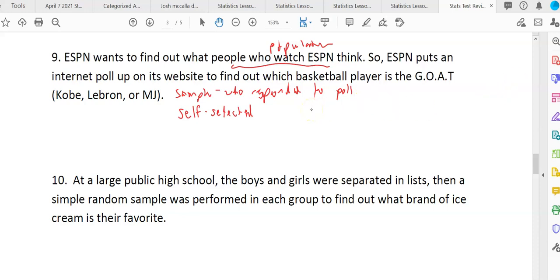Is it random? No, not random. Is there bias? Only people with strong feelings, only passionate sports fans, not the average fan, but just passionate about NBA basketball would respond.